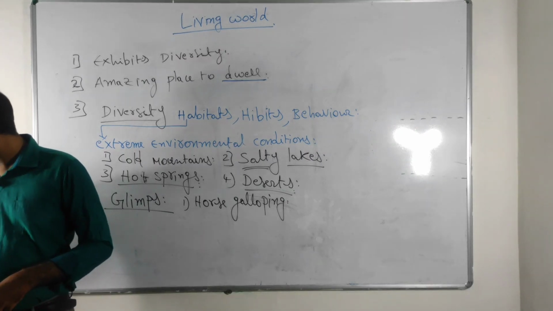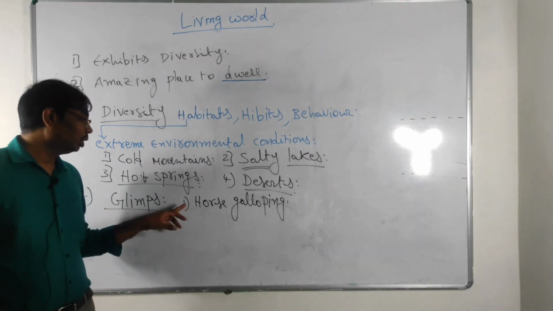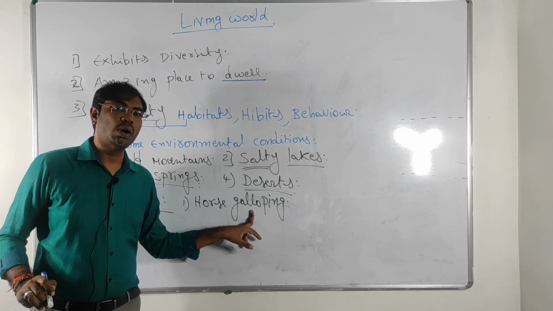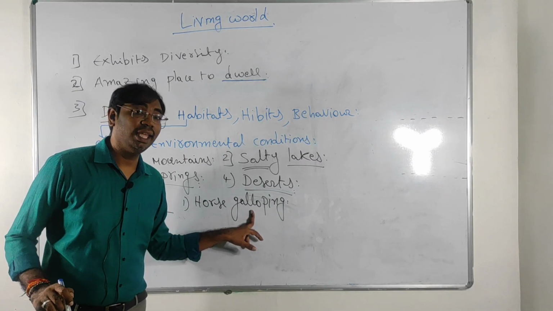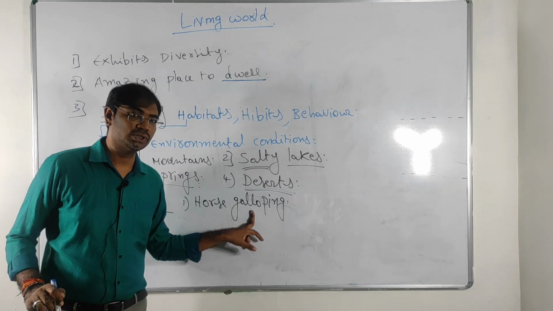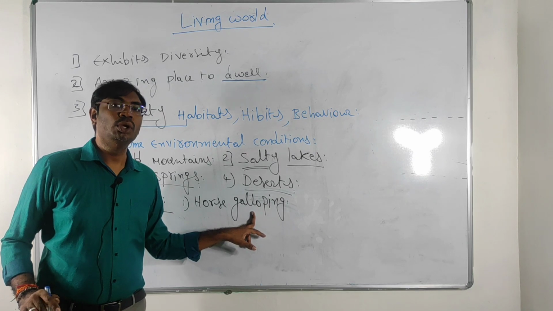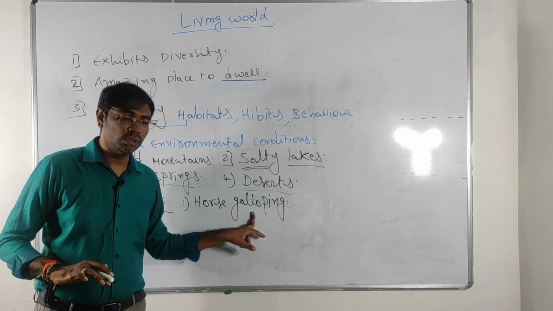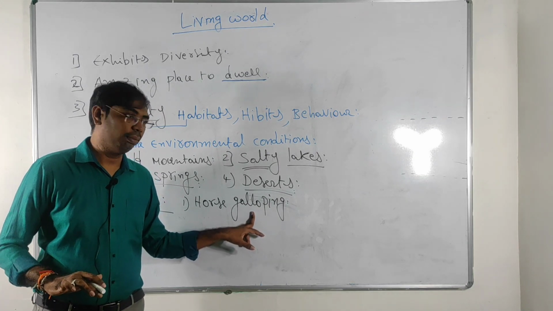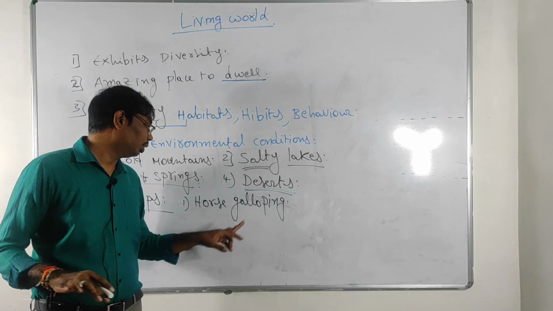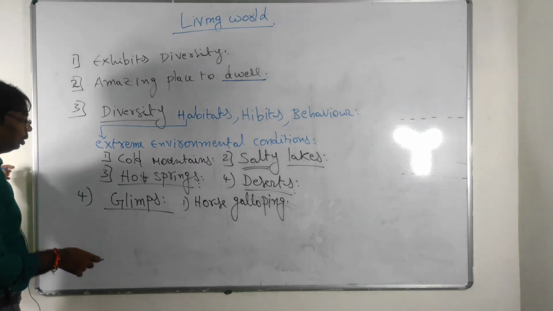Compared to other normal animals, the horse galloping has a special running style. All 4 feet are in the air during the running of the horse. So that is the speciality. If you see the other animals, 2 feet are on the ground and 2 feet are in the air. But the horse keeps all 4 legs in the air during running.